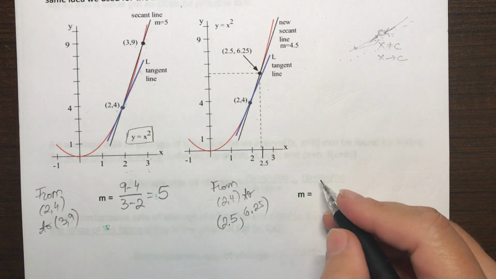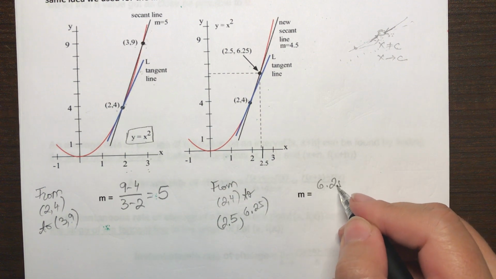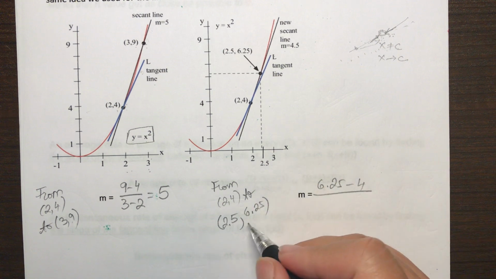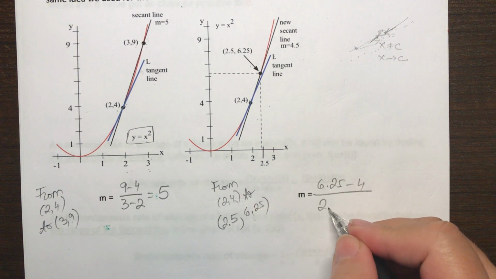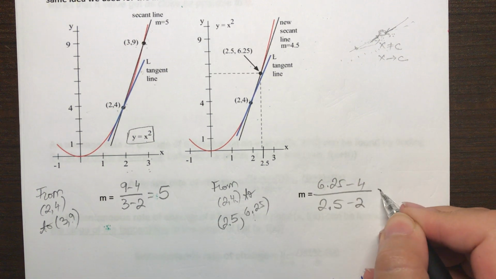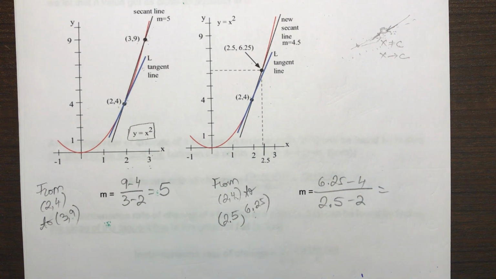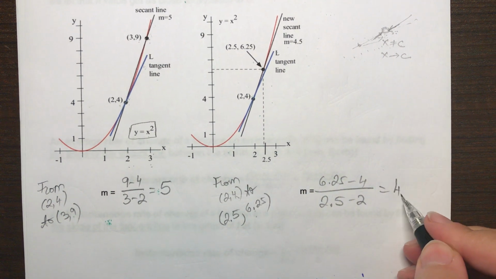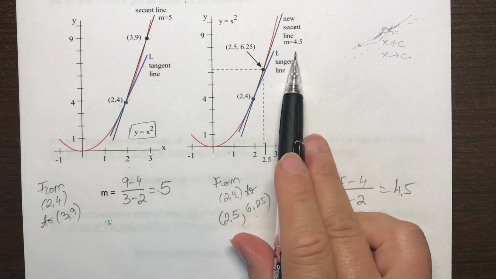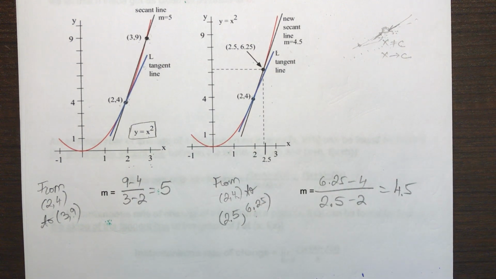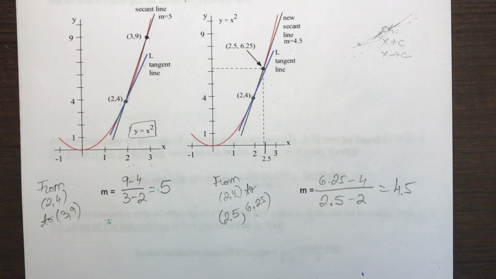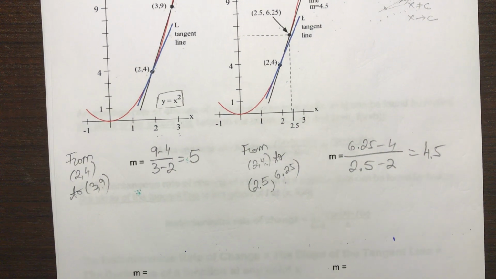So what's going to be the slope? Well, 6.25 minus 4, the change in y values, over 2.5 minus 2, that's the change in x values, and that's going to get me a 4.5, right? Slope of this new secant line. Now, should I just say, oh, that's good, that means it's about 4.5? Or could I make the approximation even better? Of course, we know the answer is yes, right? So how much better can I get?